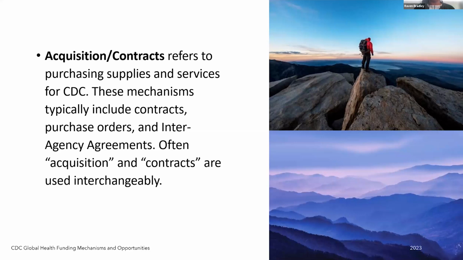So next we'll discuss acquisition and contracts. This is another mechanism that we use across CDC as well as in IICP. It refers to purchasing supplies and services for CDC. Often you will hear acquisition and contracts used interchangeably. And for contracts, similar to grants and cooperative agreements, instead of a NOFO, there's a release of a solicitation. This is a call for announcements, and they outline the contract's purpose, the proposal requirements, as well as submission guidelines.